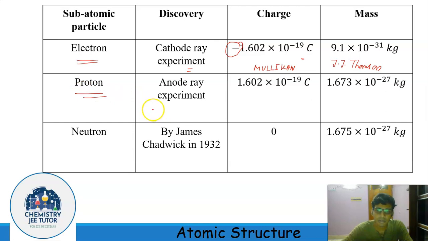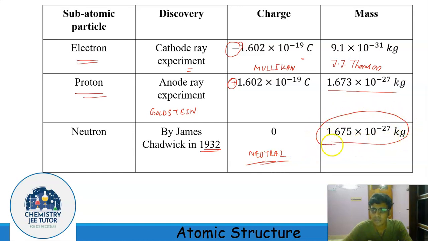And the proton was discovered in the anode ray experiment by Goldstein. It was found that it is positively charged, and the charge of a proton is equal in magnitude to the charge of an electron. But it is a little heavier than an electron. Its mass is 1.673 into 10 to the power minus 27 kg. And neutron was discovered later by James Chadwick in 1932. The later discovery of neutron is due to its neutral nature. It was found that it is the heaviest subatomic particle among electron, proton and neutron. Its mass is 1.675 into 10 to the power minus 27 kg.